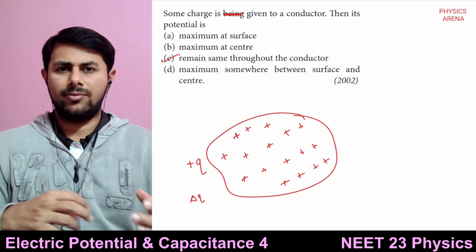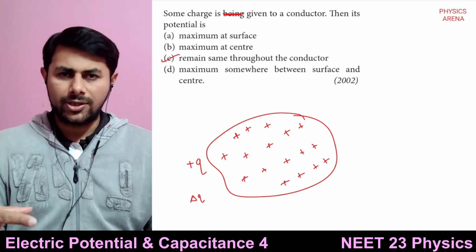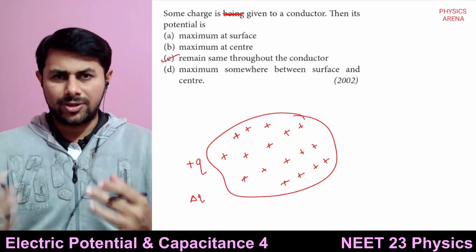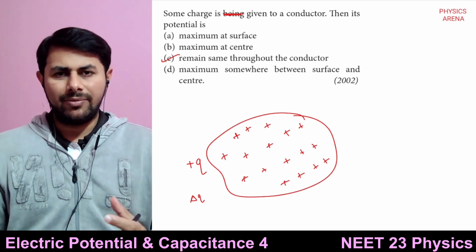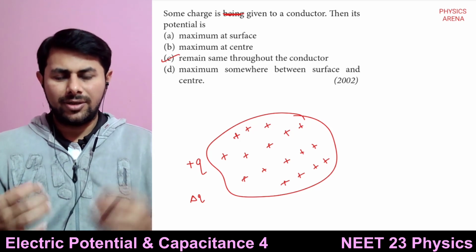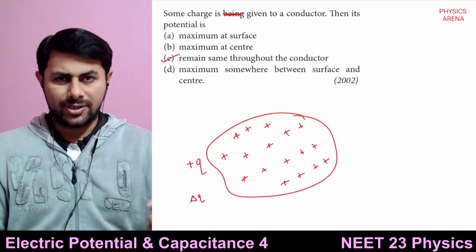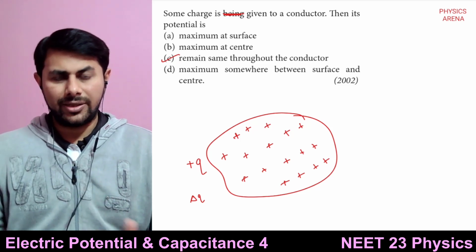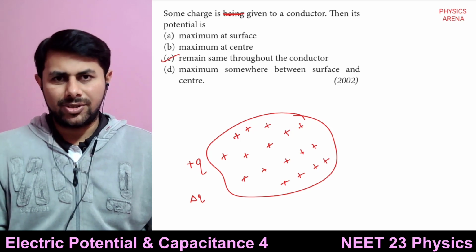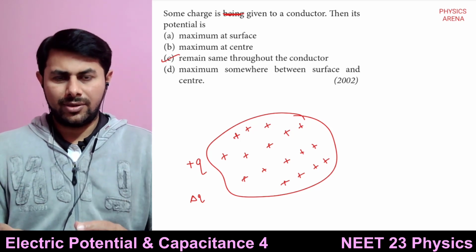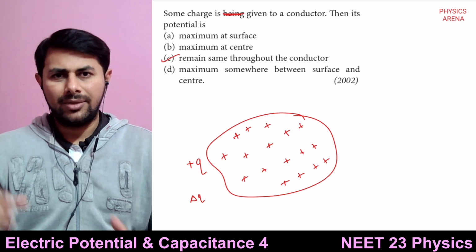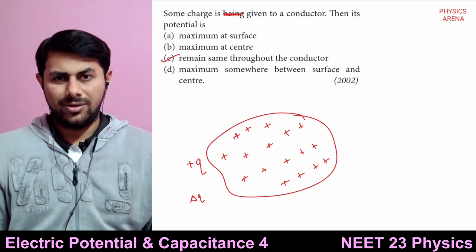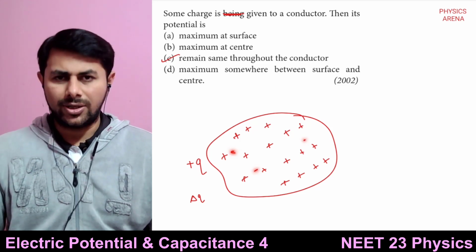Okay, so what will happen if you give some charge? There will be repulsion. You are giving positive charge, so there will be repulsion between these positive charges. Till what time will these charges repel each other? Till the time they settle at a particular distance when the force between them is 0. Then we say the equilibrium is established. When force is 0, that means electric field is 0, and that means there is no potential difference. So potential will be constant.